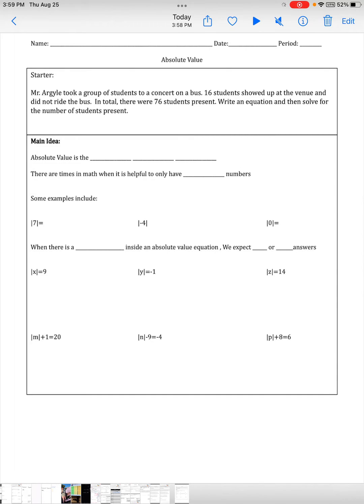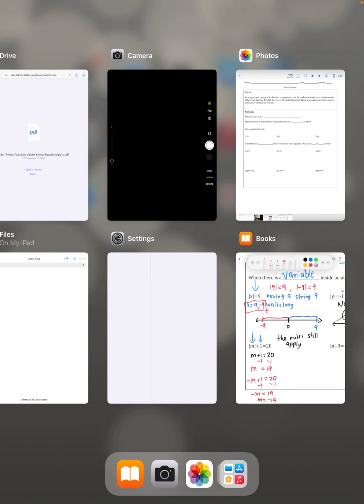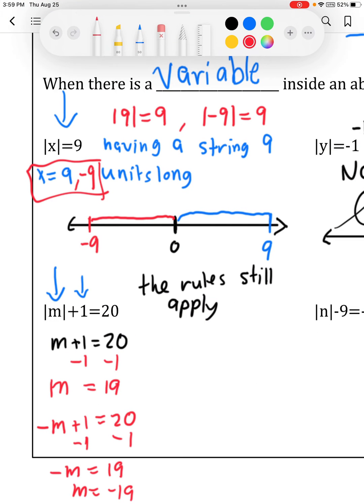I apologize. I didn't realize that my recorder stopped recording. So let's go ahead and get back to our notes and see if we can finish doing this problem.